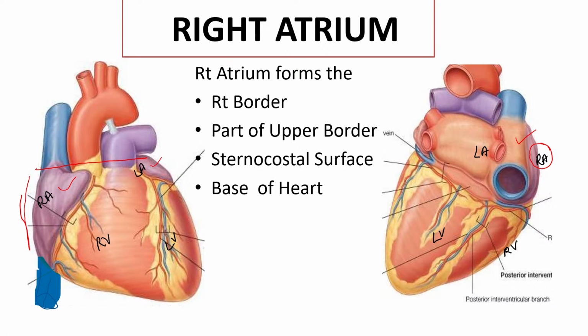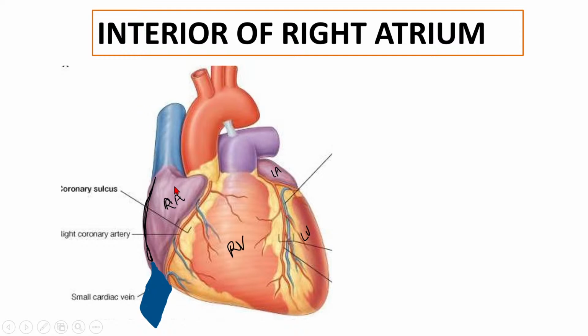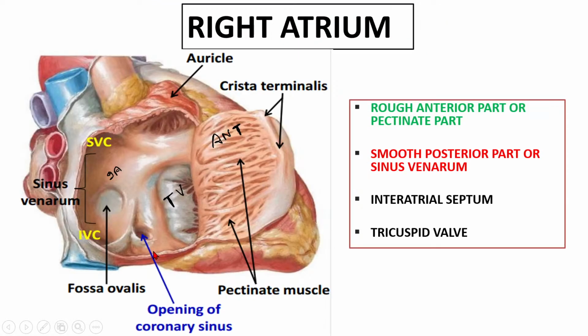Now, these are the external features of the right atrium. Now, we will study the internal features of the right atrium. If we give a cut along this margin of the heart, that is the sulcus terminalis, we can clearly see the internal features of the right atrium like this.